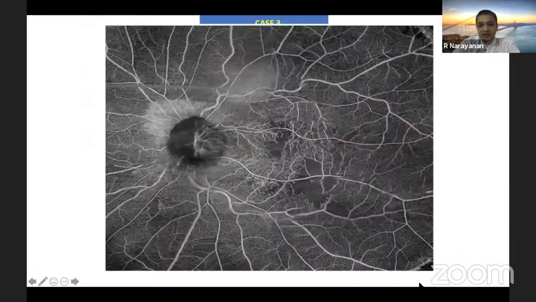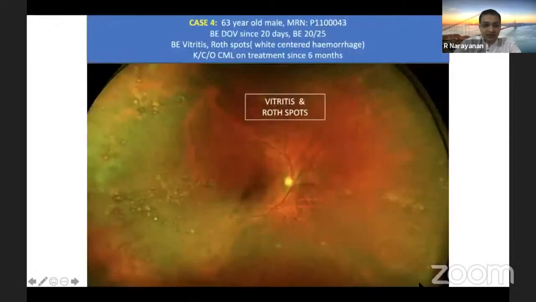But then I will show you one more case. If you see here, this patient also has a lot of these white centered hemorrhages, or those granularities, and you can see in the blood vessels also there is some perivascular infiltration. So these are the cases. This patient actually turned out to have CML.